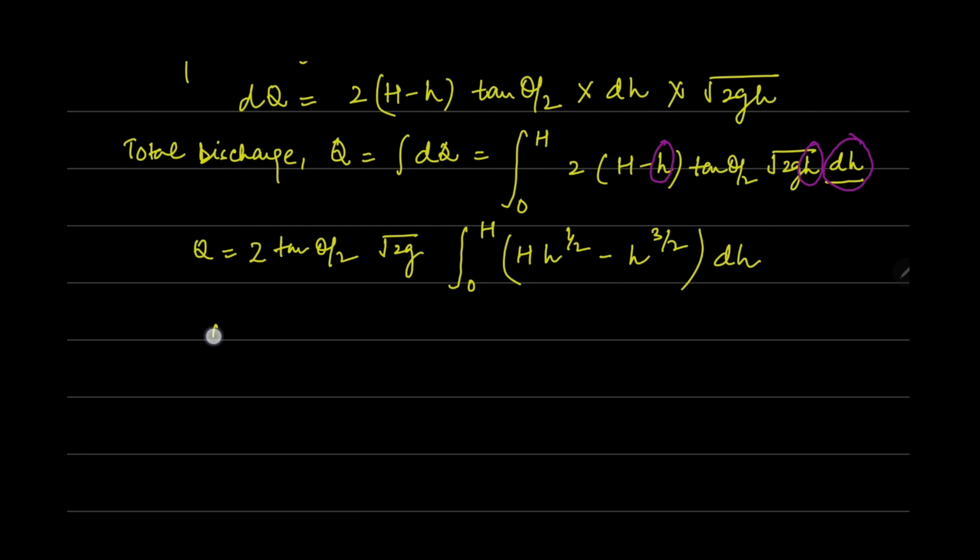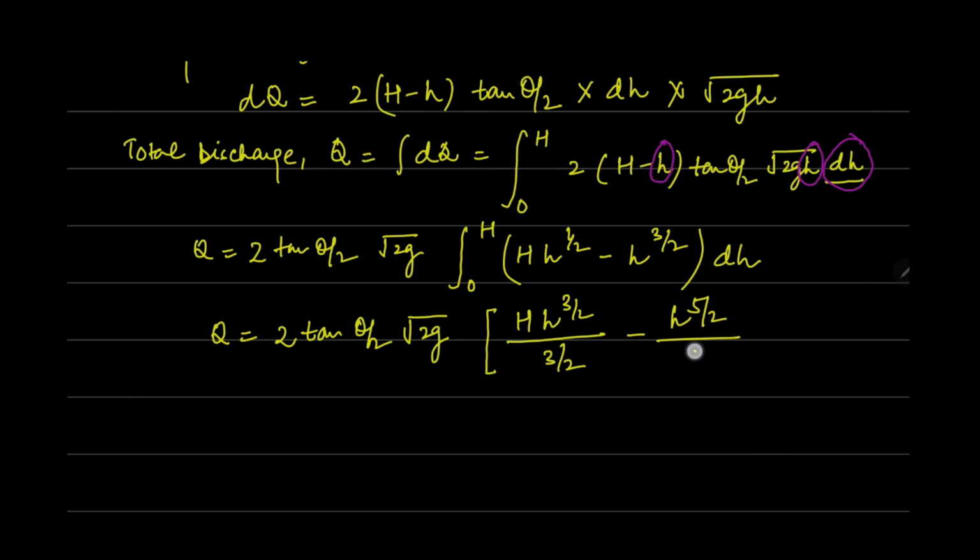Now the integration of this particular term will look like 2 tan theta by 2 under root 2g, and then this is h, then this will become h raised to the power 3 by 2 divided by 3 by 2 minus h raised to the power 5 by 2 divided by 5 by 2, and our limits are 0 to h.